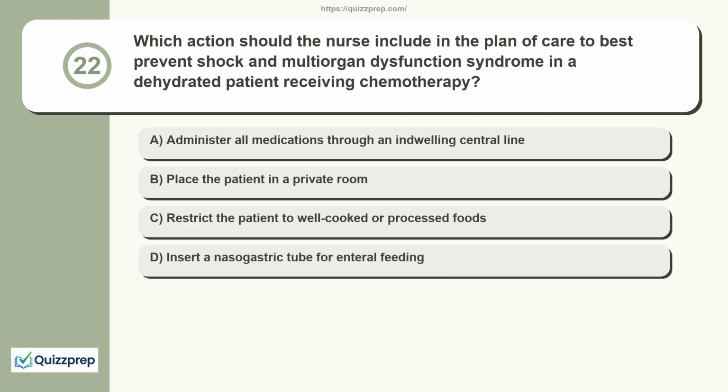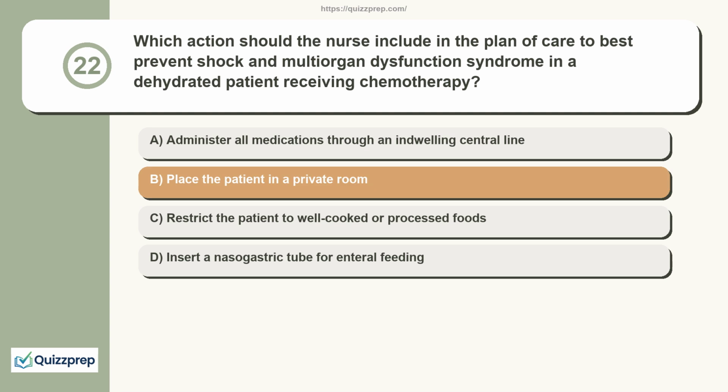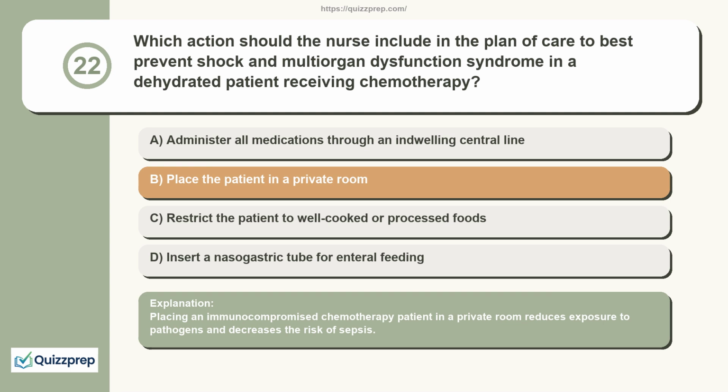Question 22. Which action should the nurse include in the plan of care to best prevent shock and multi-organ dysfunction syndrome in a dehydrated patient receiving chemotherapy? Administer all medications through an indwelling central line. Place the patient in a private room. Restrict the patient to well-cooked or processed foods. Insert a nasogastric tube for enteral feeding. Placing an immunocompromised chemotherapy patient in a private room reduces exposure to pathogens and decreases the risk of sepsis.